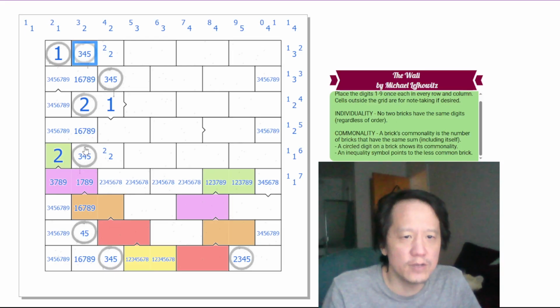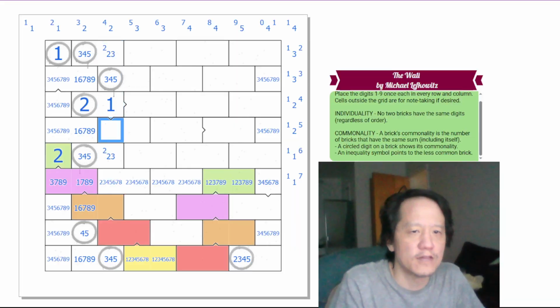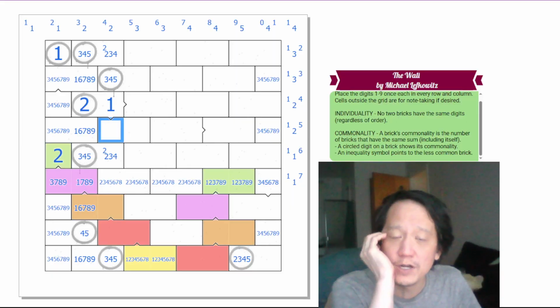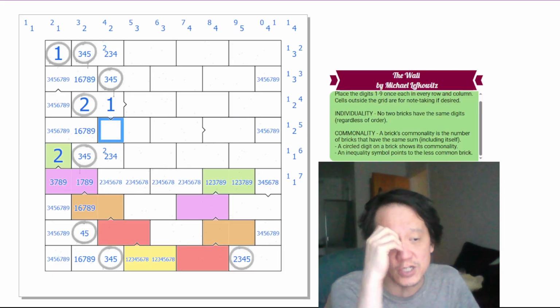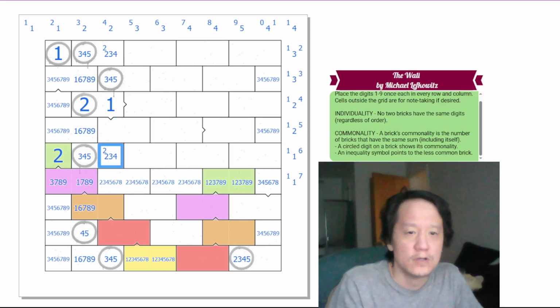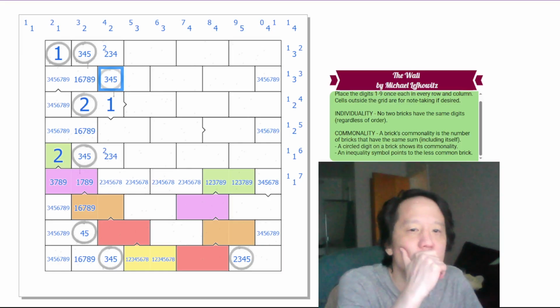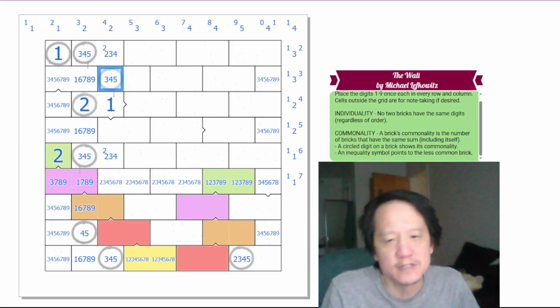So the 3 would be with 2 here. The 4 would be with 3 here. And the 5 would have to be with 4 here to add up to the sum with the commonality that matches the digit inside the circle. So we have a 2, 3, 4, 5. Okay, so this is 3, 4, 5. No, that's not true. That is not true.